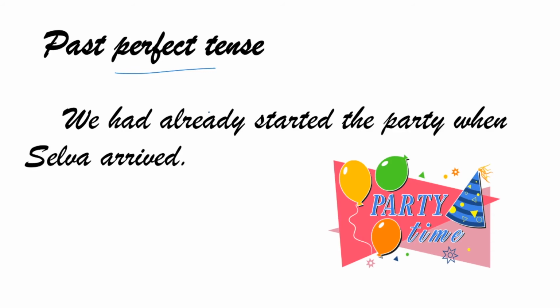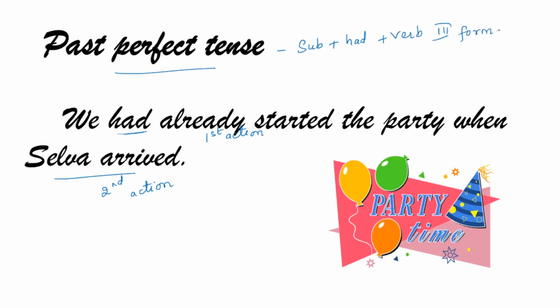So the perfect tense shows that this is the first action. We had already started the party. Here "had" shows that this is the first action, whereas the simple past tense, Selva arrived, is the second action. So the general pattern is subject plus had plus verb in its third form. The third form is nothing but the perfect tense form. So eat, ate, eaten. Eaten is the third form. So the verb should be in the third form for perfect tenses.